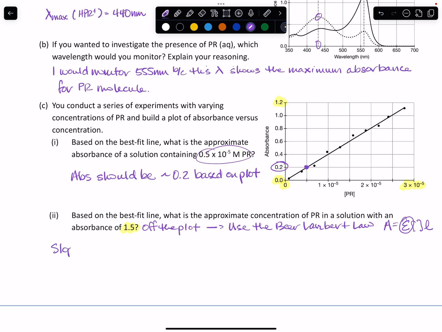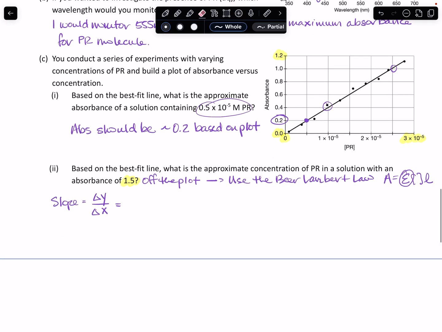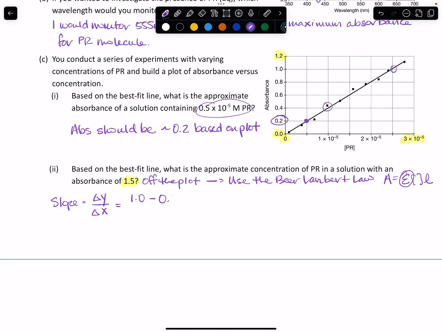The slope of any line is equal to the change in y divided by the change in x. So I'm going to need to find 2 points that are pretty easy to read. I'm going to go with this one and this one on that line because those look pretty straightforward. The y is absorbance, so this looks like 1.0, and then down here 0.2. So there's my absorbance values.